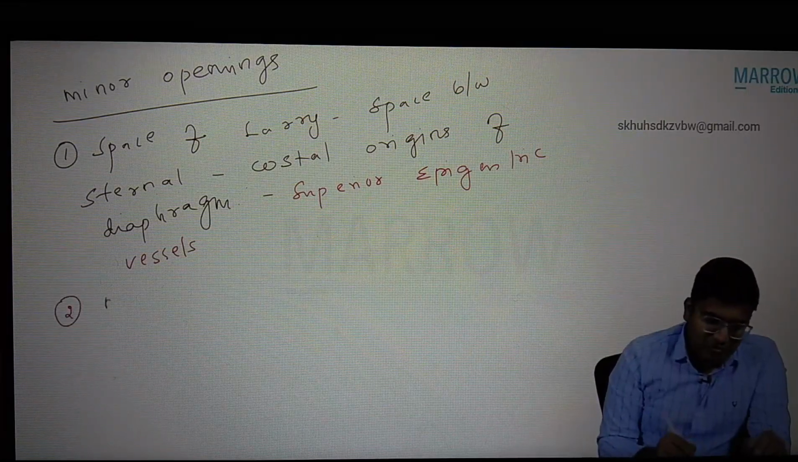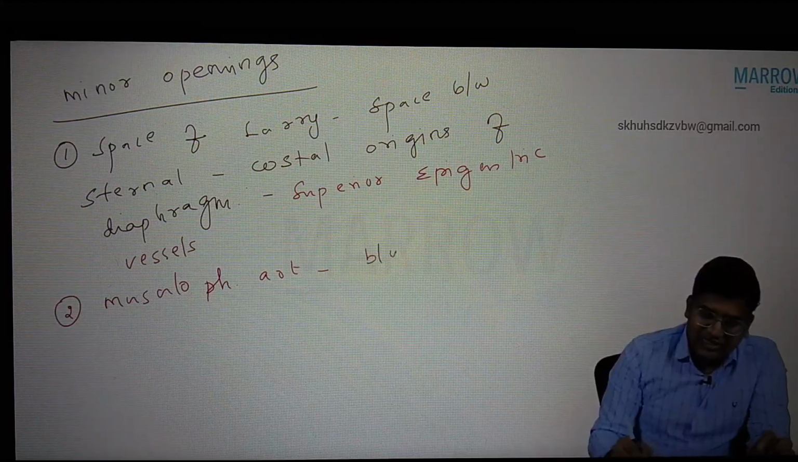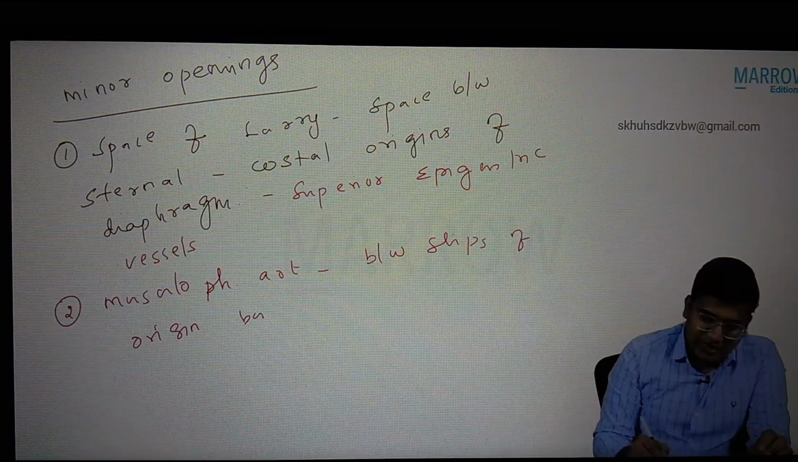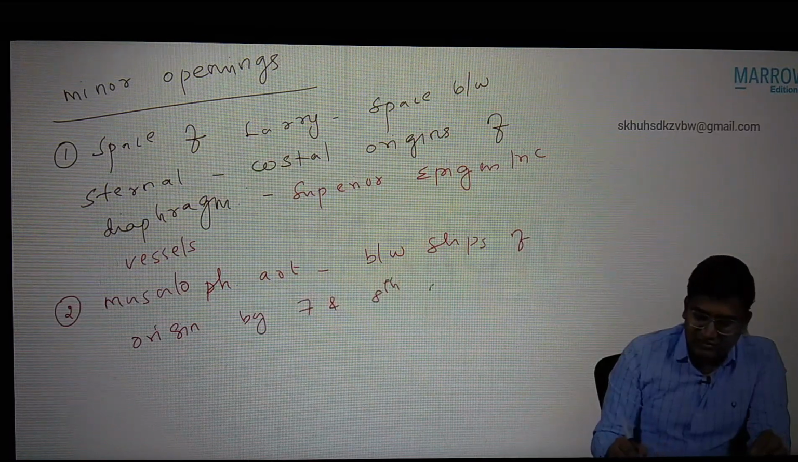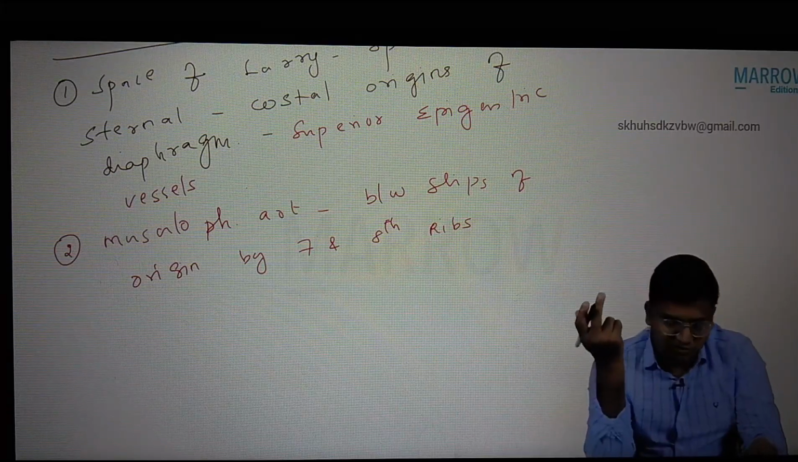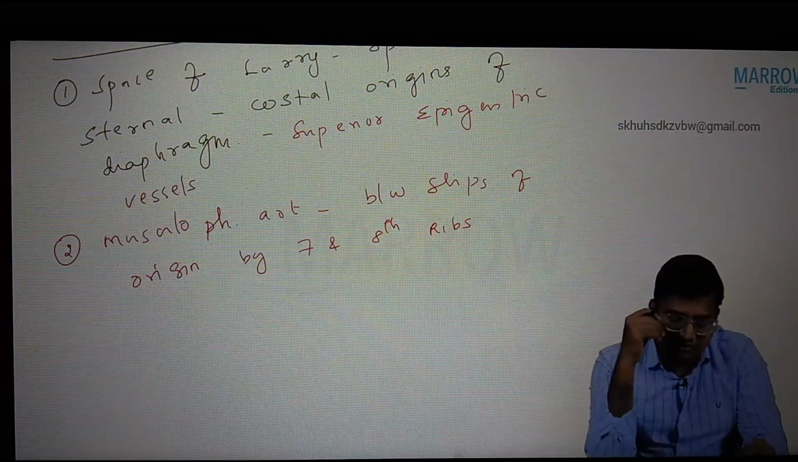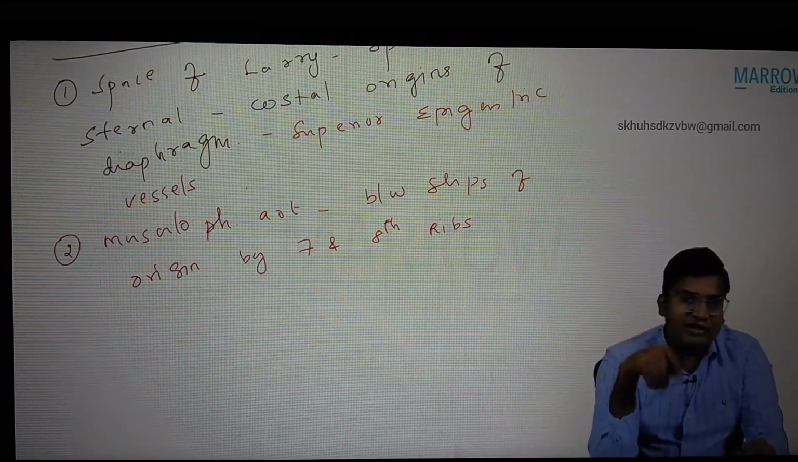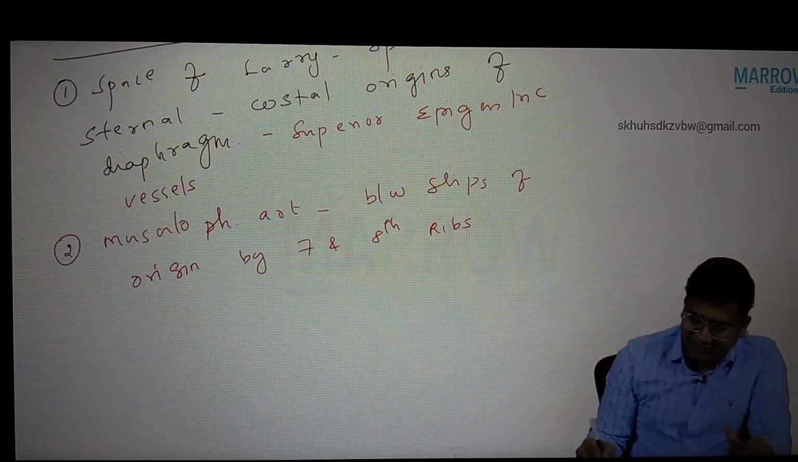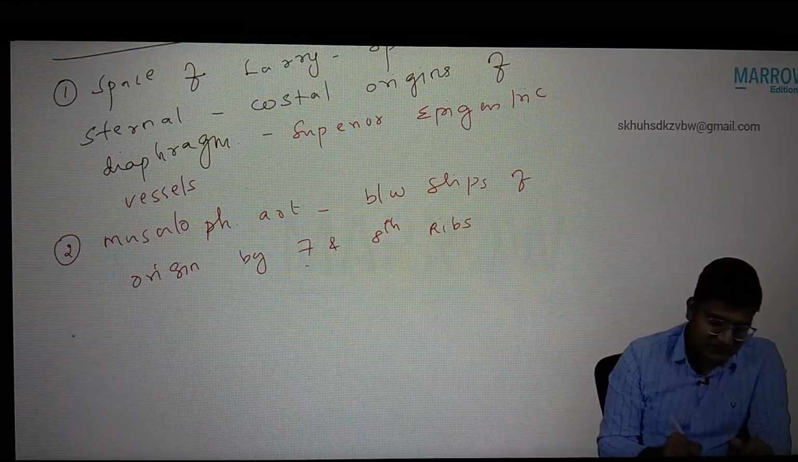Number 2, we have the musculophrenic artery. The musculophrenic artery passes between the slips of origin between the 7th and 8th ribs. I told you the lower 6 ribs and costal cartilages will give origin to the diaphragm, no? That is the costal origin. So, we have a gap between the origins of the diaphragm between the 7th and the 8th rib. We do not have any name for this opening. In that gap, the musculophrenic artery is passing.